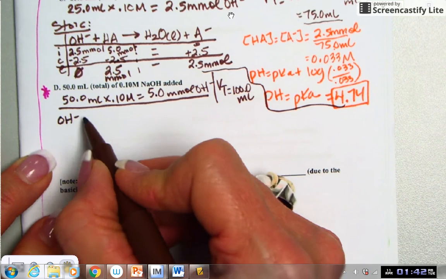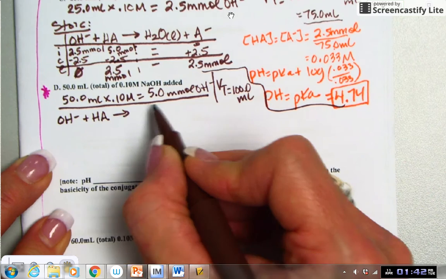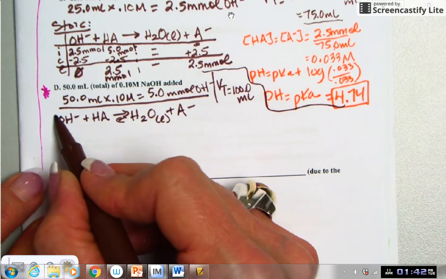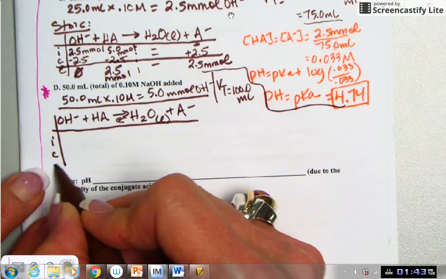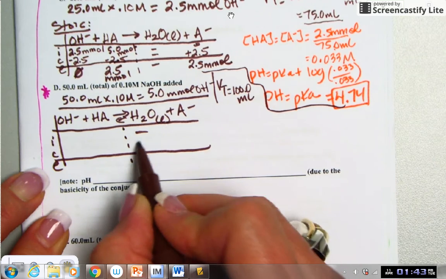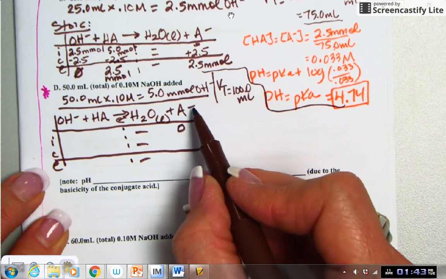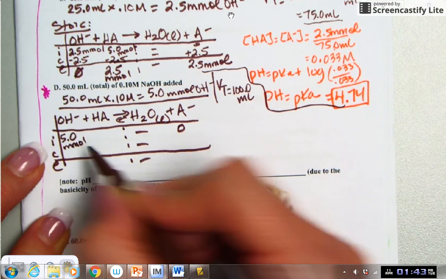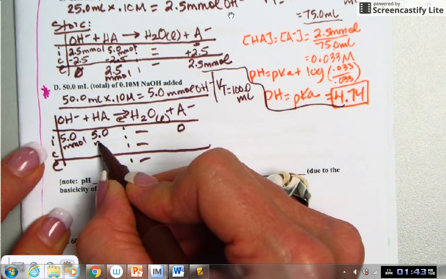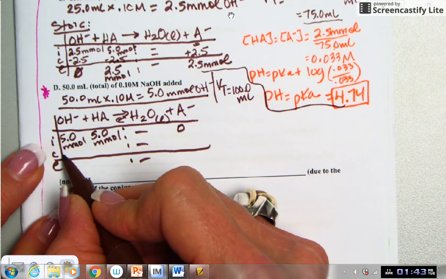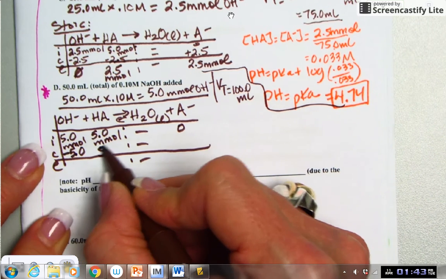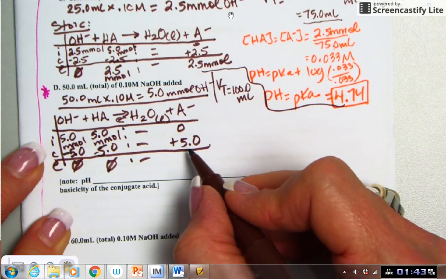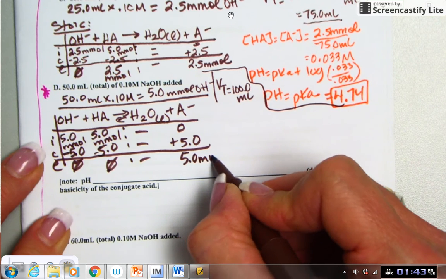And we're going to do the stoichiometry. OH plus the weak acid is going to form water and A minus. So let's ICE our problem. We have none of the A minus at the beginning, but we have 5.0 millimoles of OH and 5.0 millimoles of HA. So we subtract the smallest amount, minus 5, plus 5. So we have 0, 0, and we have 5.0 millimoles.